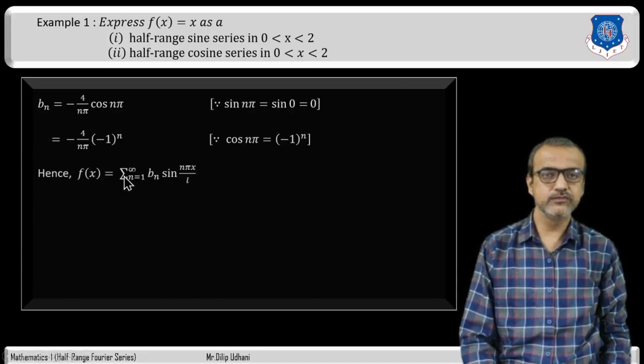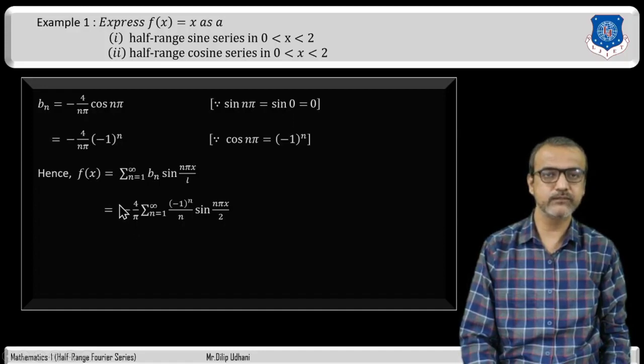Hence f of x equals sigma n from 1 to infinity bn sin n pi x by L. So replacing bn by minus 4 by n pi into minus 1 to the power n, minus 4 by pi is a constant value, so keeping it outside the sigma, we have minus 4 by pi, sigma n from 1 to infinity, minus 1 to the power n over n, sin n pi x by 2, because the value of L is 2. So this is the required half-range sine series of f of x equals x in the interval 0 to 2.